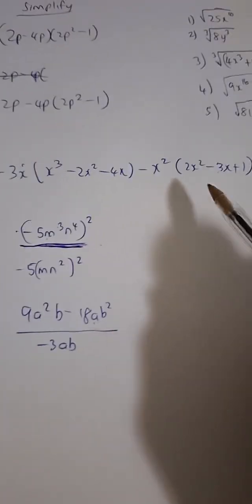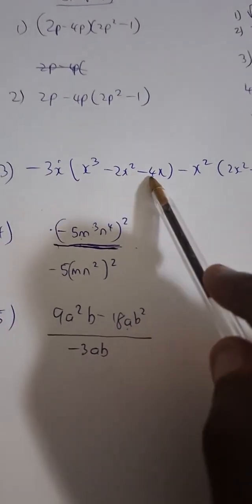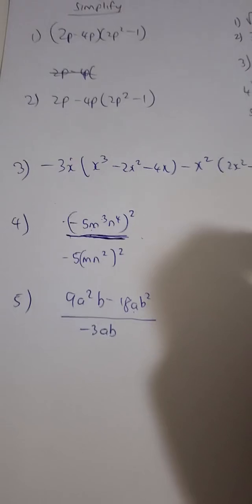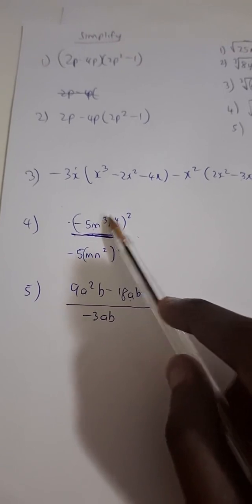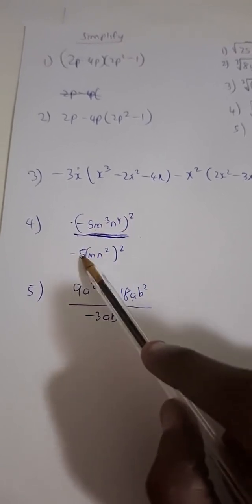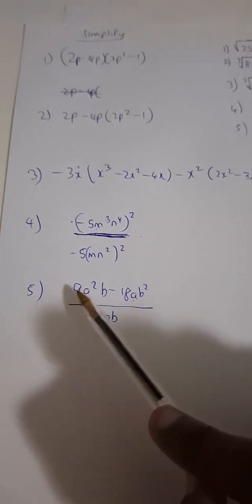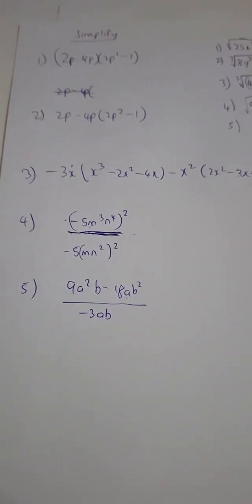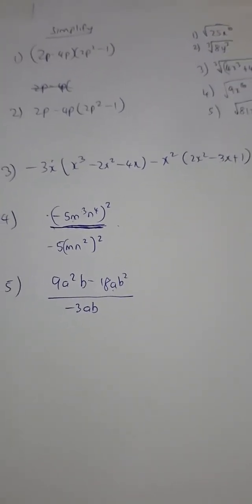Can't see. Okay, what can't you see specifically? Number 3, because this was number 3: negative 3x brackets x cubed minus 2x squared minus 4x, minus x squared brackets 2x squared minus 3x plus 1, that's 3. Then 4, negative 5m to the power 3, n to the power 4, the whole thing squared over negative 5, mn squared, the whole thing squared. Then it's 5, 9a squared b minus 18ab squared over negative 3ab. So TK, I hope you've ticked.